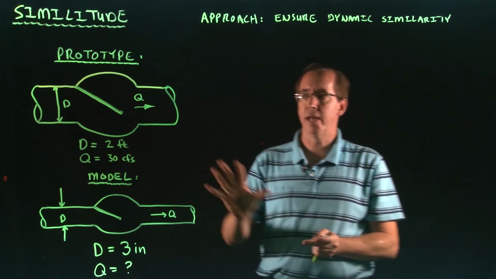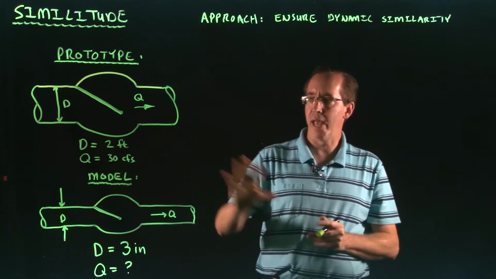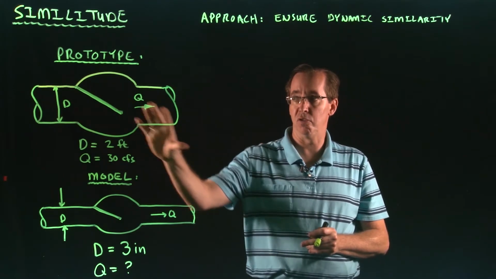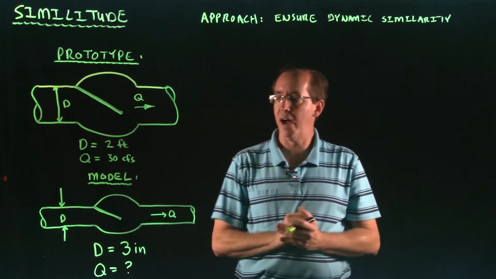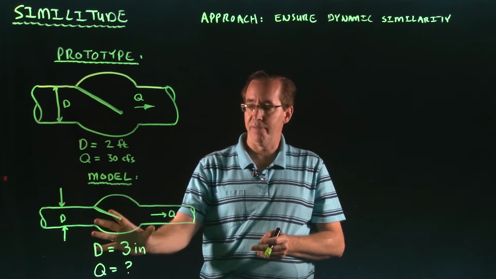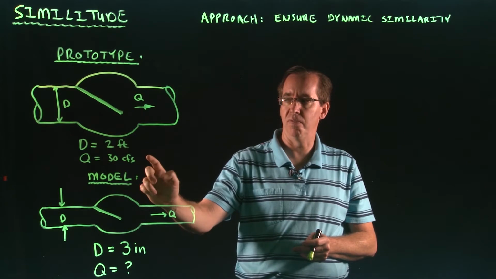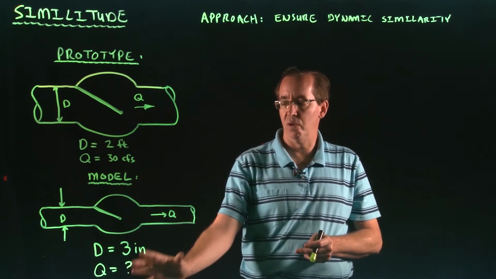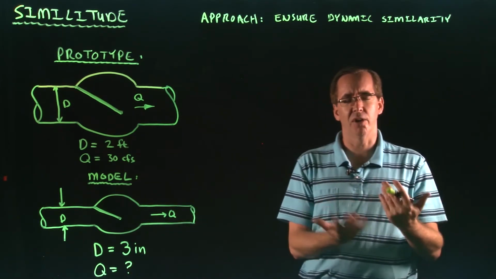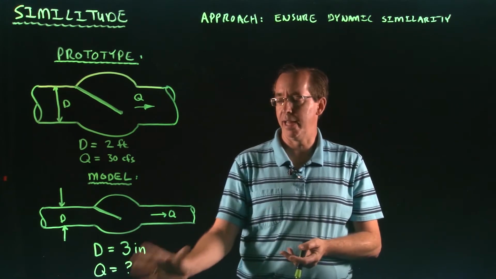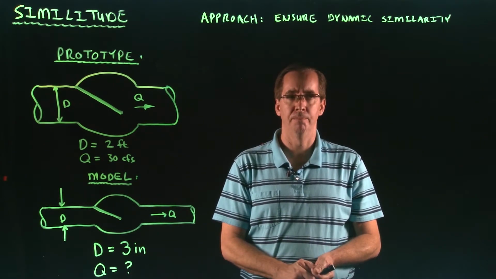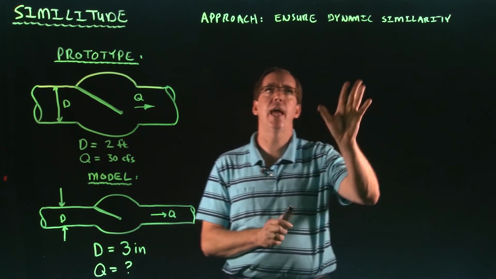So let's go ahead and start with this problem. As I mentioned before, we have a scenario where in the real world it's a 2-foot diameter check valve. In the model, or what we're going to have in the lab, it's a 3-inch. And the question is, how do we simulate the flow from 30 CFS to a flow that would give us similar flow characteristics and behavior in a lab where we have a 3-inch diameter? So let's start by looking at the different types.